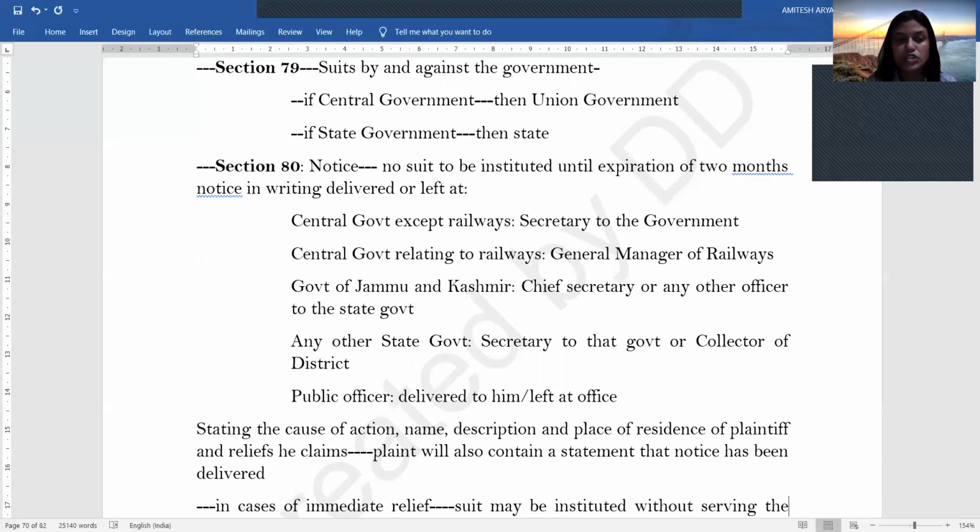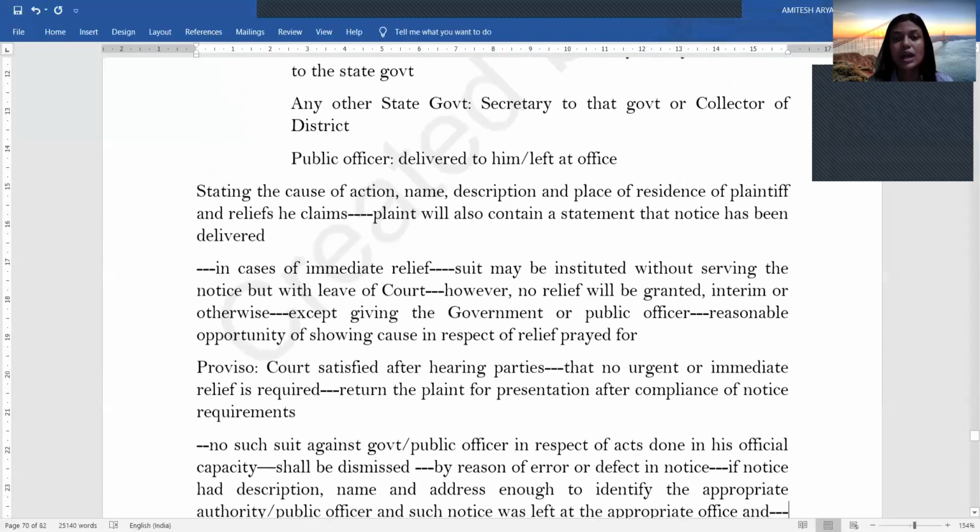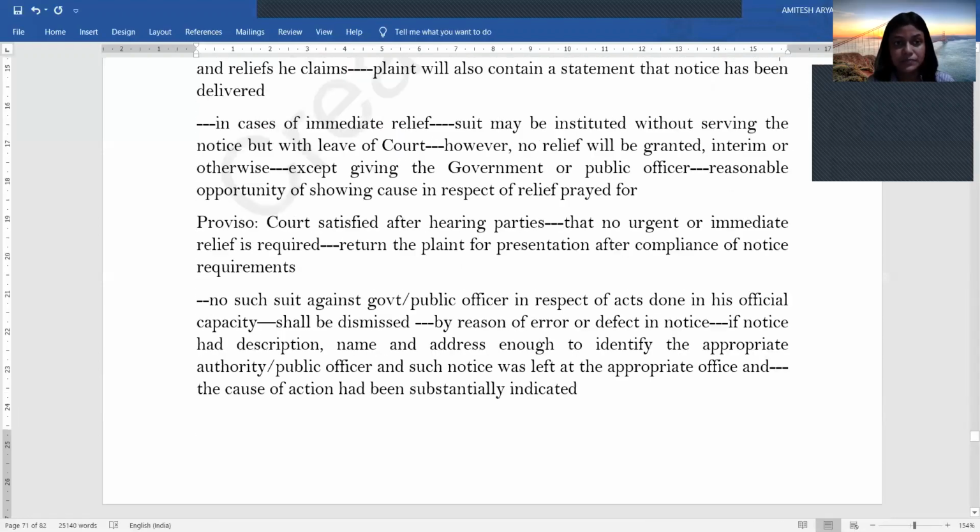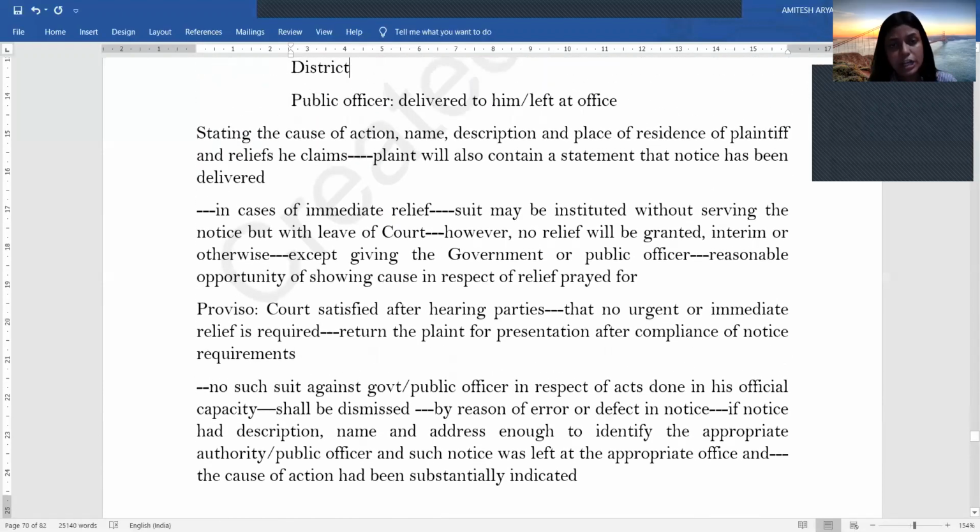What will be there in the notice? You'll state the cause of action, you'll state the name, the description and the place of residence of the plaintiff, and whatever relief you're claiming. And in the plaint that you're writing, you will also say that a notice has been delivered for the same.